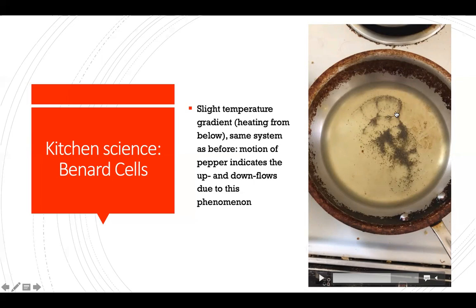We have a buoyancy force, we have a temperature gradient, and what we get are these cells which show upflows in the center and downflows on the boundary. So this is a good example and a really, really simple way to see what happens in this system.